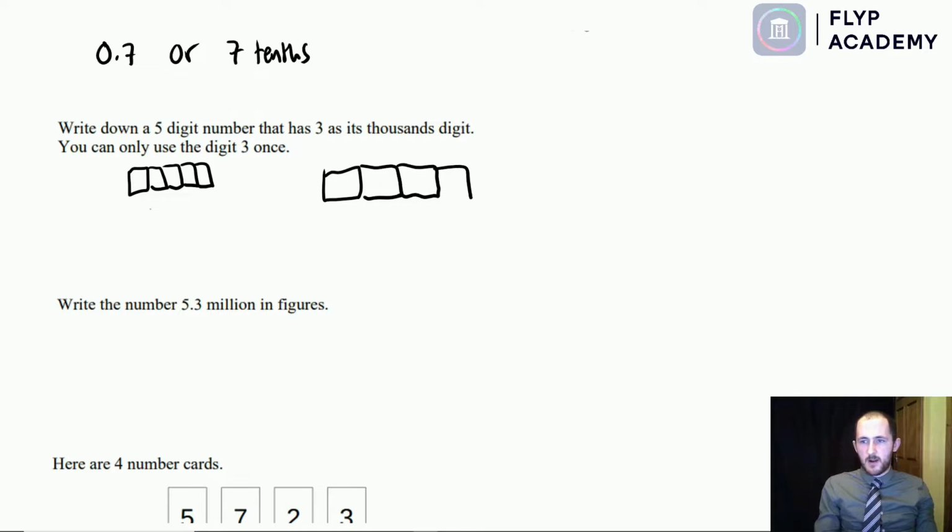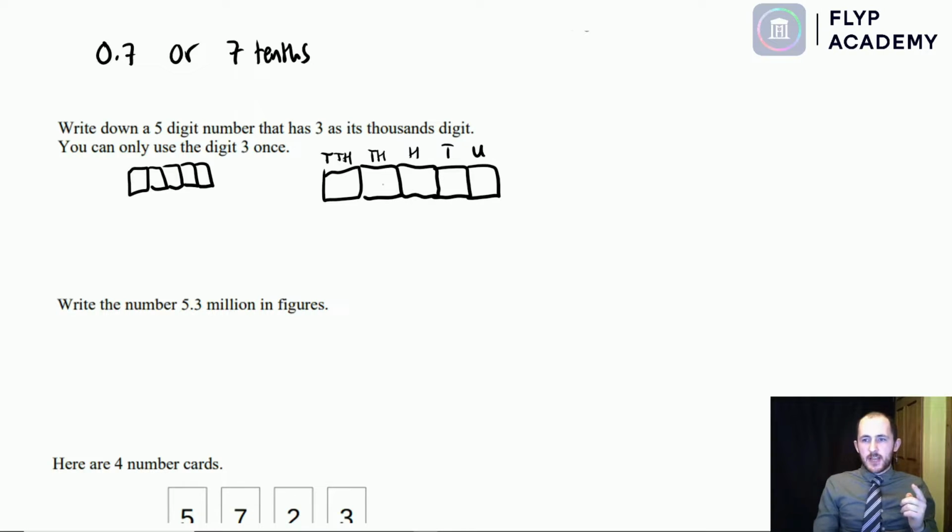So this is going to be my 5-digit number, right? These are all blank spaces. Now, if I were to write this out, I know that this is the units, that's the tens, that's the hundreds, that's the thousands, and that's the 10 thousands column. So we're looking for a number that's in the 10,000s, okay?